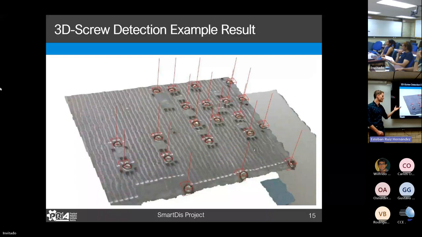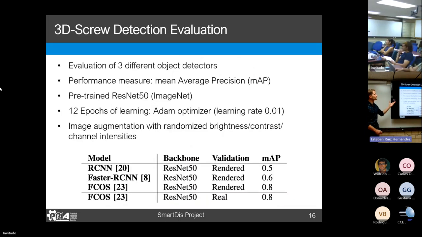And here are some results, how this whole thing looks visualized after detection. For the evaluation of the screw detection, we started with three different models: the RCNN, the Faster RCNN, and the FCOS. All of these three models are backed by the ResNet 50, and we just compared the three different detectors using the mean average precision, and the FCOS performed best. So we also evaluated the same architecture for the real world data set, which yielded a mean average precision of 0.8. And that's the evaluation of the whole screw detection.